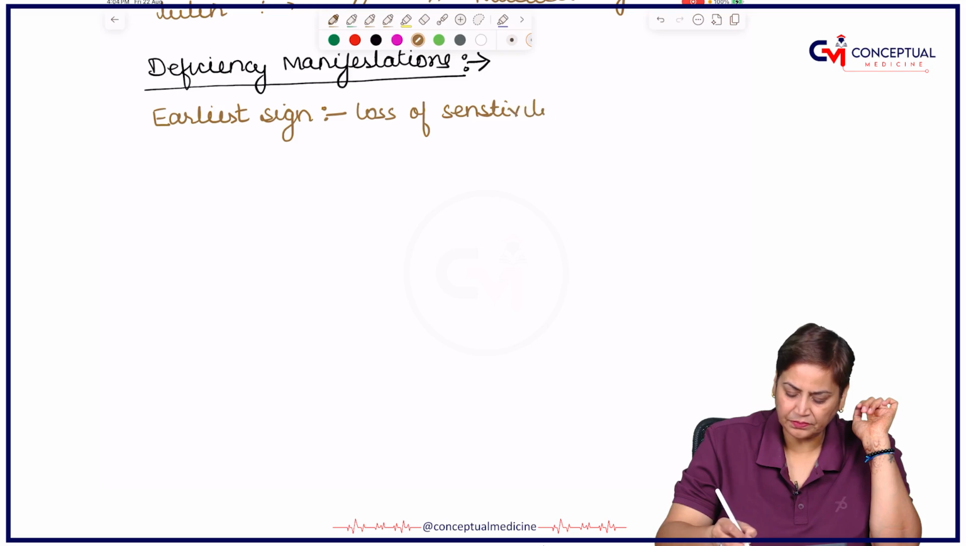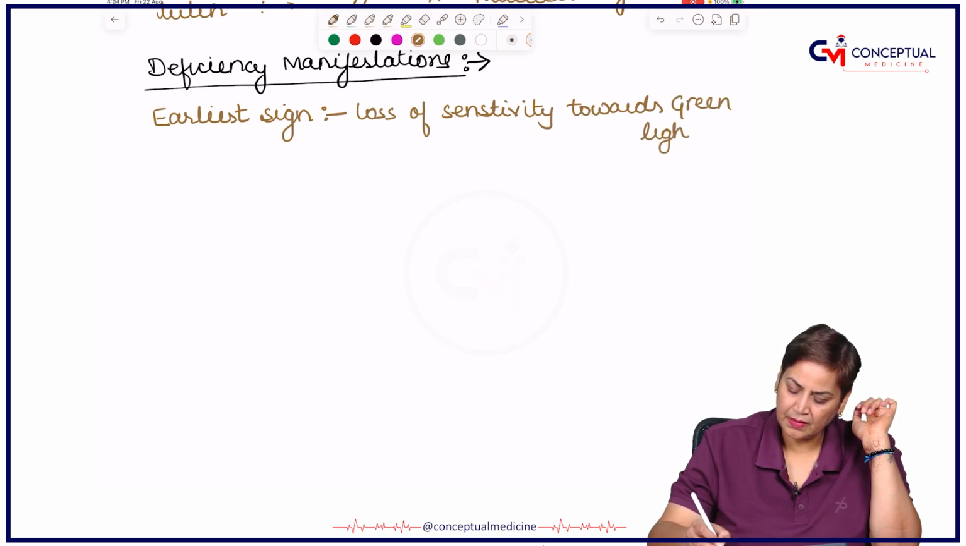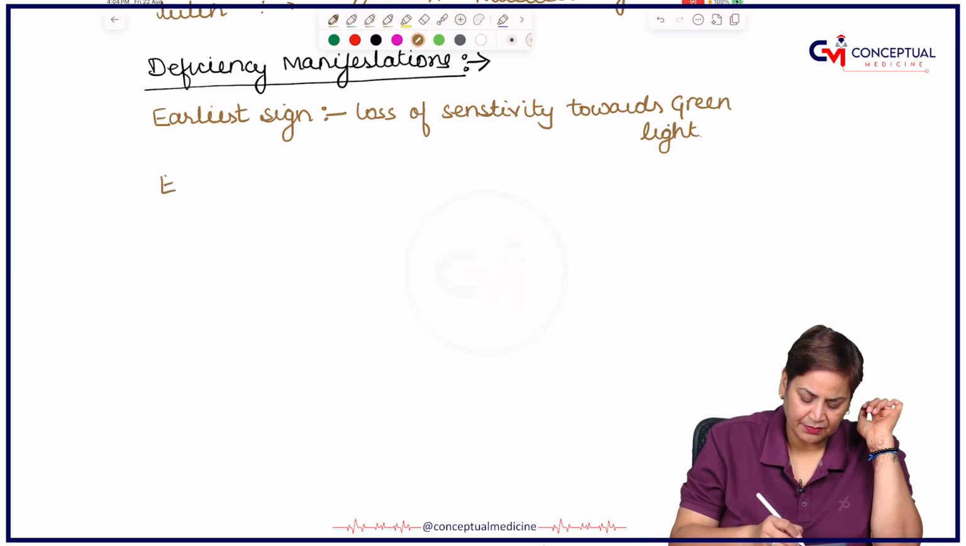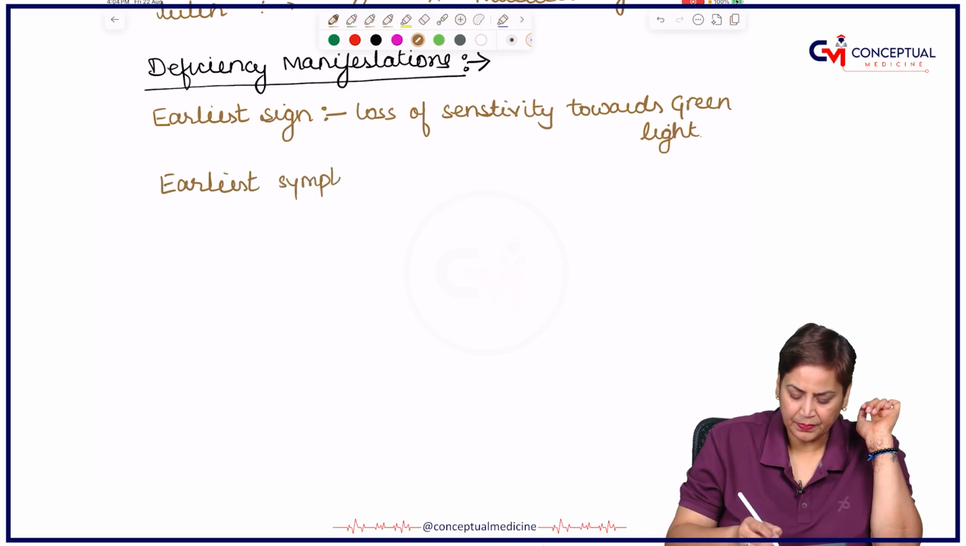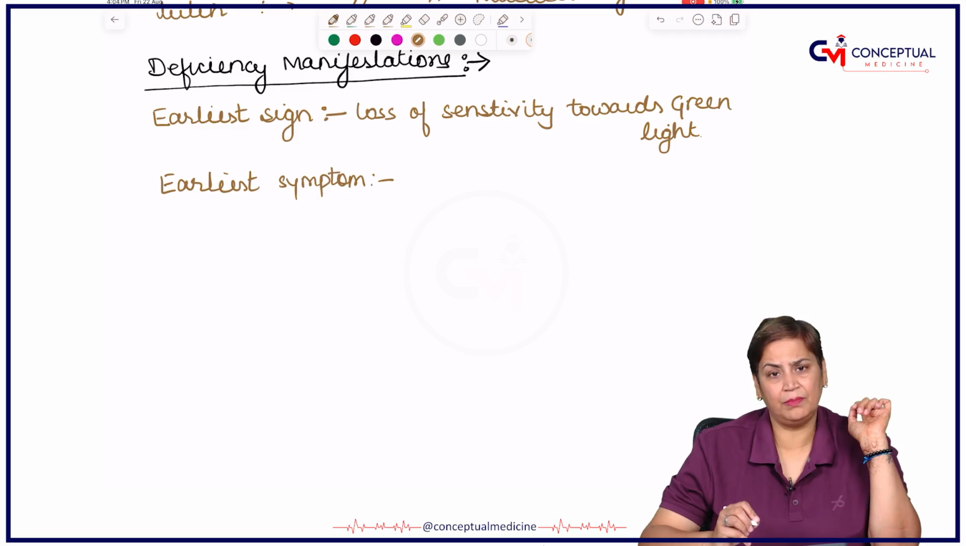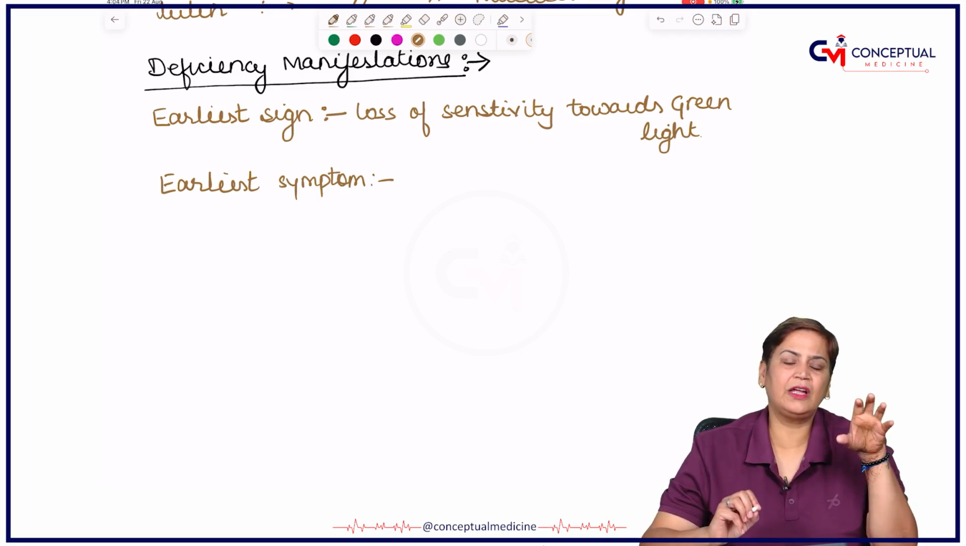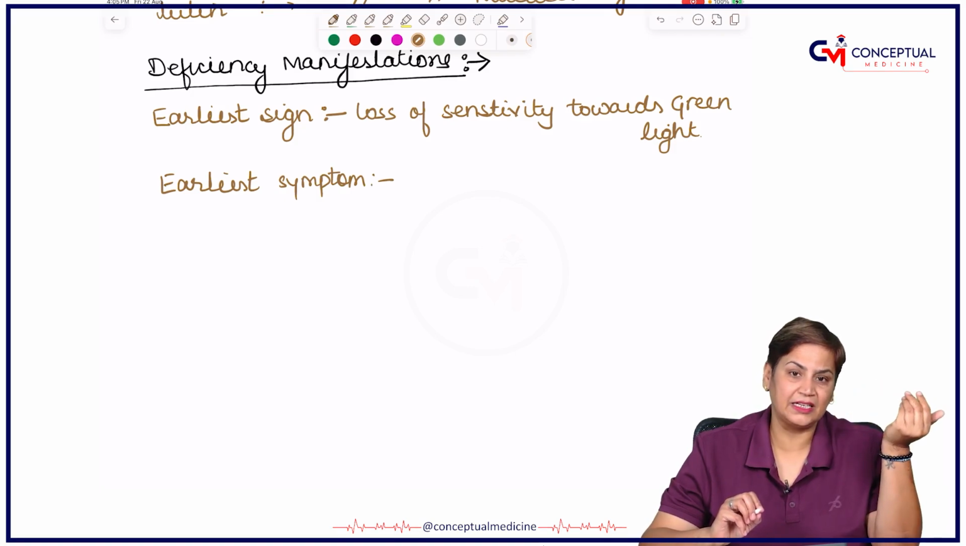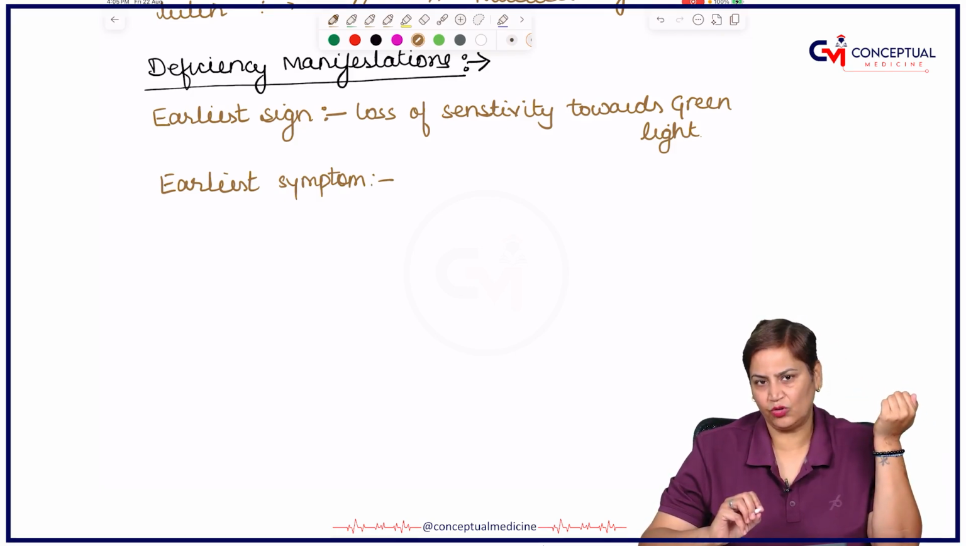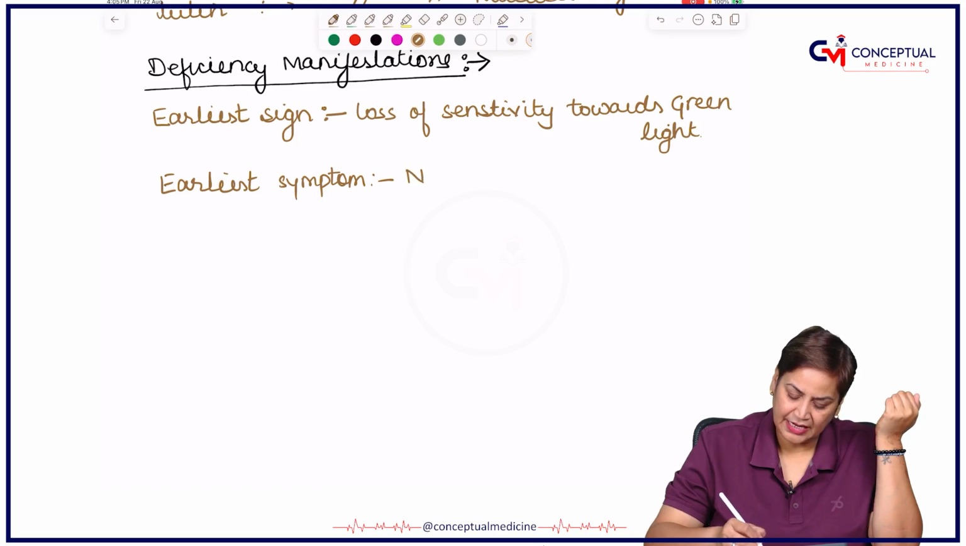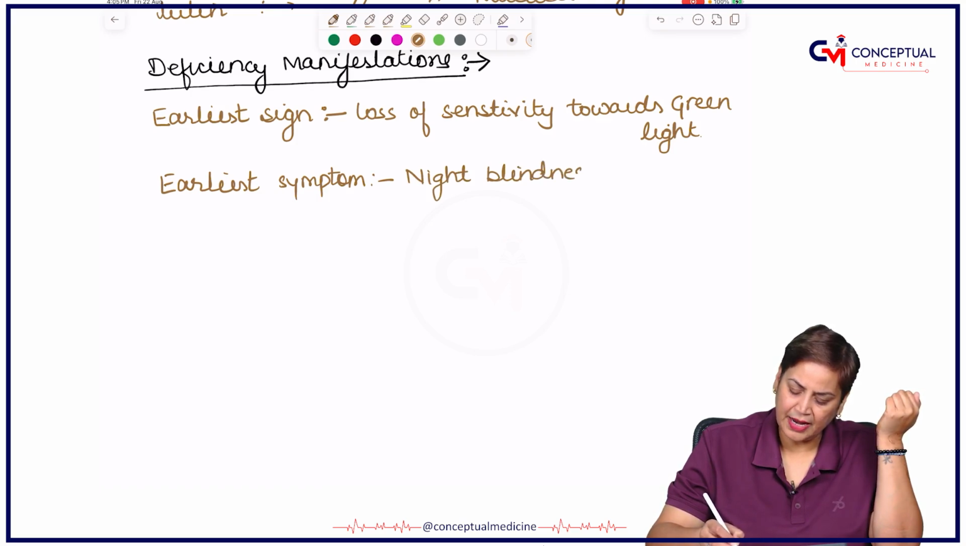Right. And if we talk about the earliest symptom, it is night blindness. Why? Because if the dark adaptation time is increased, the eyes are unable to generate rhodopsin. So earliest symptom is night blindness. And this night blindness is also known as nyctalopia.